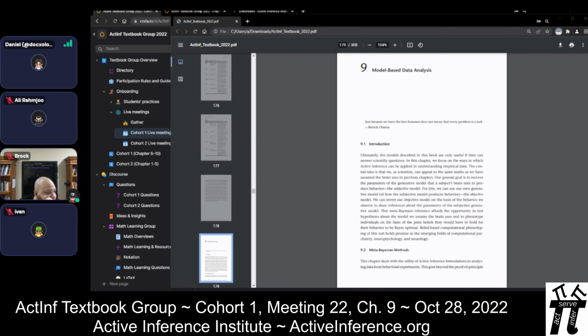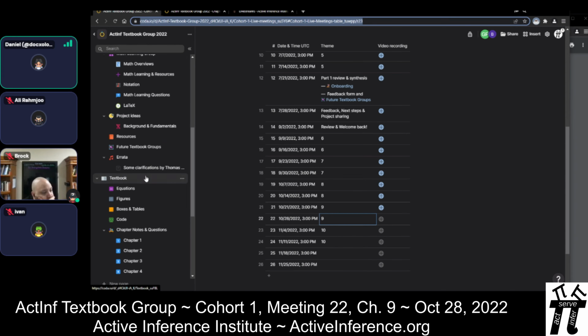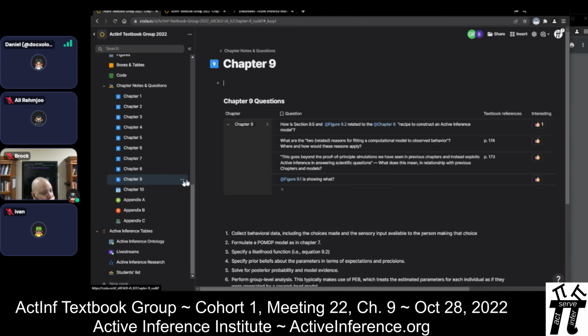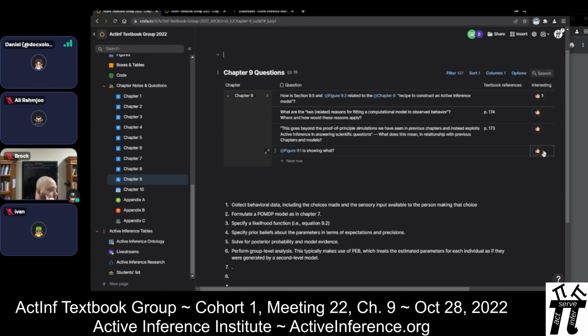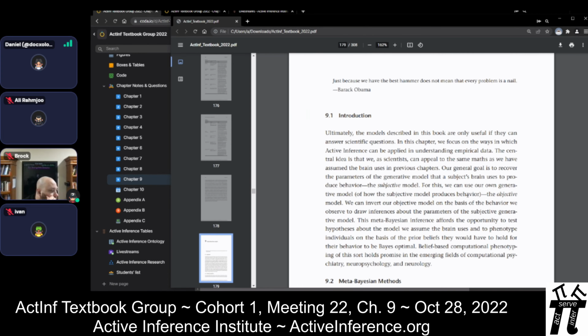It's ActInf Textbook Group, Cohort 1, Meeting 22, Chapter 9 on October 28th. Okay, we're in the second discussion on Chapter 9, Model-based data analysis.